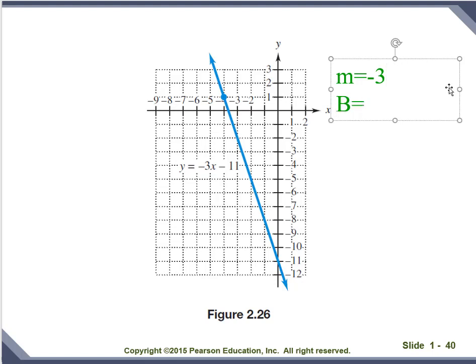And then b, so if we're actually talking about the point of the y-intercept, we would write the point as 0 comma negative 11. But if we're talking about what plugs into b, it's just the y coordinate of that, which is negative 11. So that's our y-intercept.